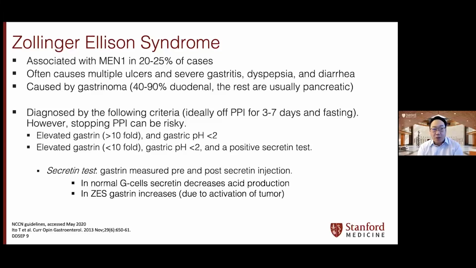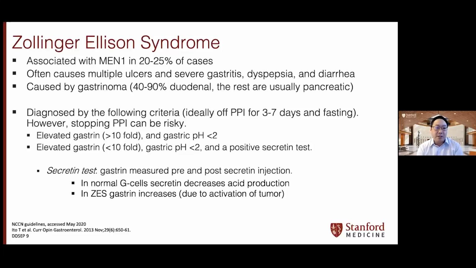They're diagnosed by the following criteria. You want them off of PPIs for 3 to 7 days and fasting, and then you can check a gastrin level, and the gastrin level should be over 10 times the upper limit of normal, or over 1,000 usually, with a gastric pH that is still low. So you want to be able to ideally check a gastric pH and show that it remains abnormally depressed. The other criteria would be to have an elevated gastrin level that isn't quite 10 times the upper limit of normal, but still have a gastric pH of less than 2, and then a positive secretin test.